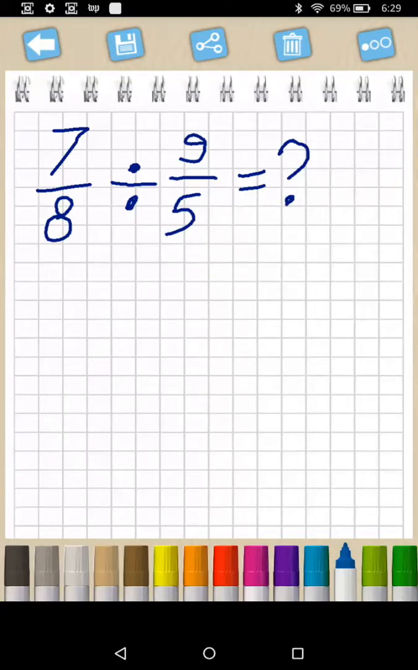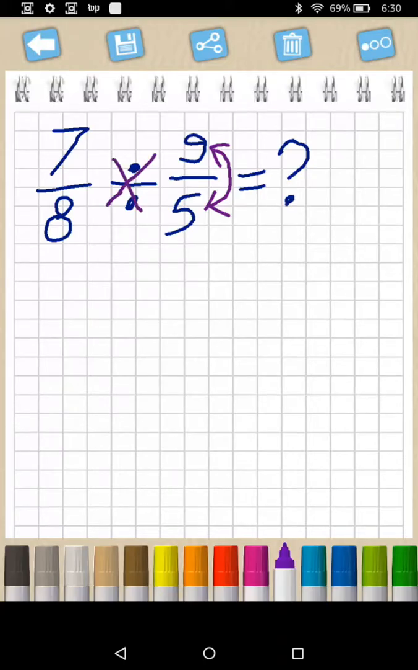And so what the inverse is, is this fraction flipped over. So think of it like this. And then we just change this thing to a multiplication symbol. Change that to a 5. Change that to a 9.